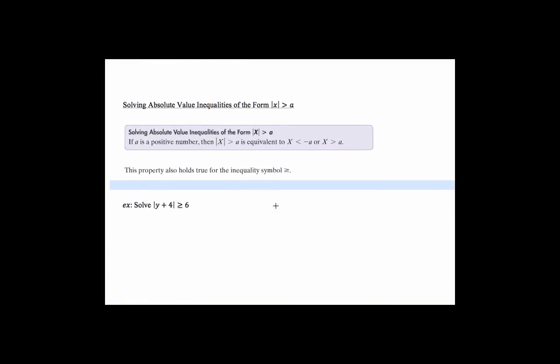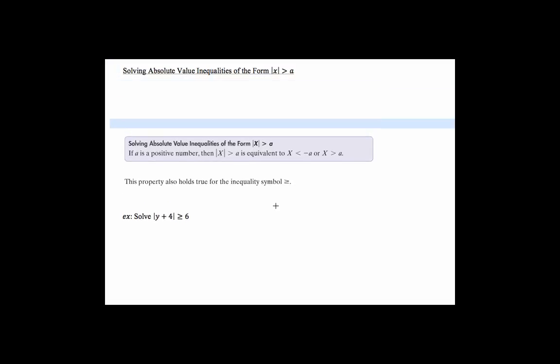Okay, now that brings us to absolute value inequalities of this form. The absolute value of x is greater than a. Okay, let's draw a picture here so you can see where this is coming from. So if you're solving an inequality of the form the absolute value of x is greater than a, then you would have something like this. Let's say that's a, that's negative a, wherever that is on the number line.